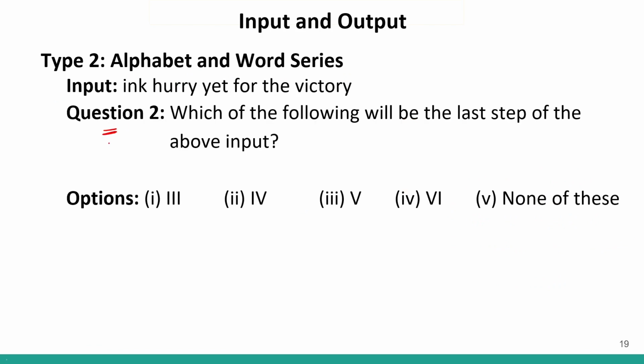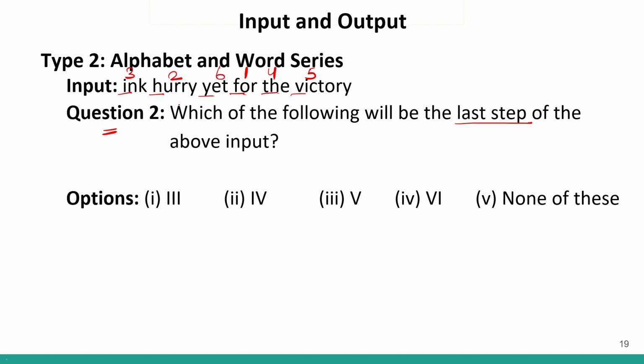Question number 2. This input is given. We have to find out which of the following will be the last step of the above input. So, we have to find the last step. So, we have I, H, Y, F, T, V. F is basically the first one, correct? Then we have 2, 3. Then we have 4. And then we have 5 and then we have 6. Correct? This will be 6.